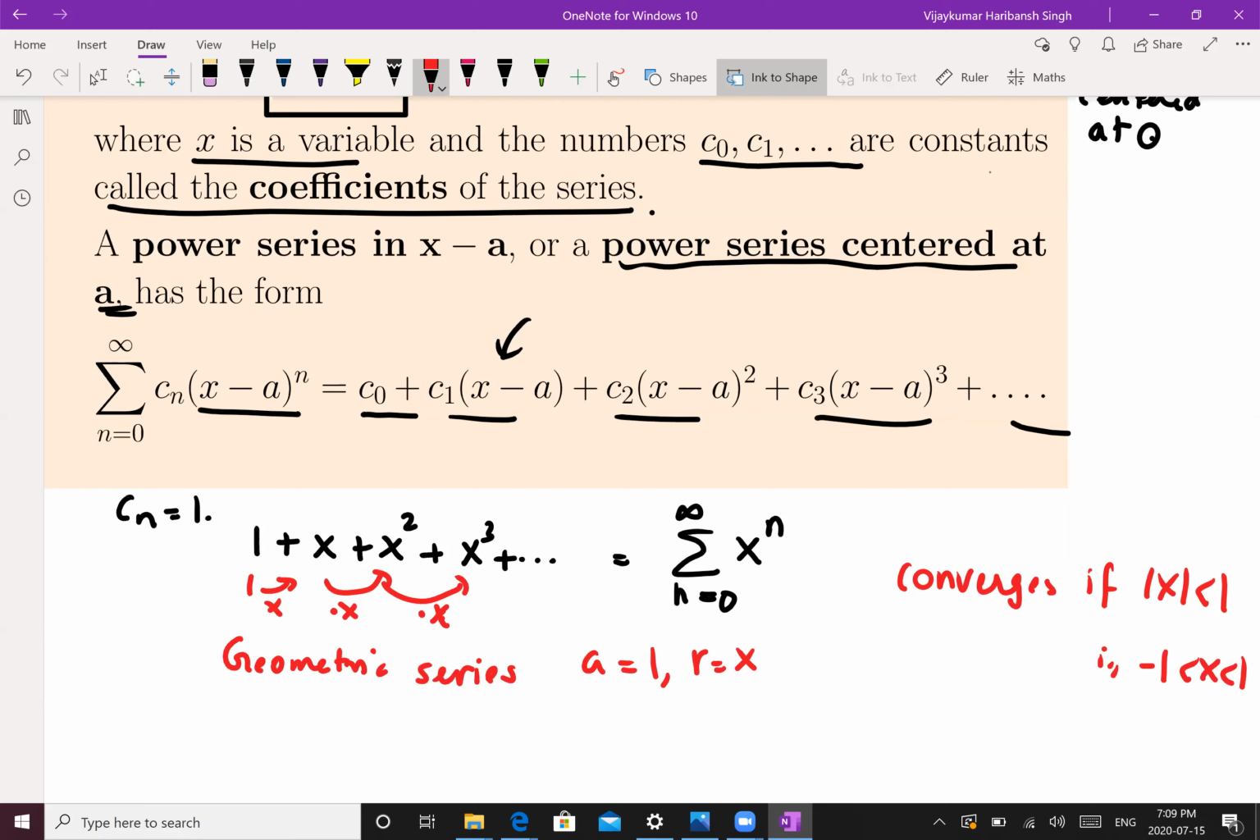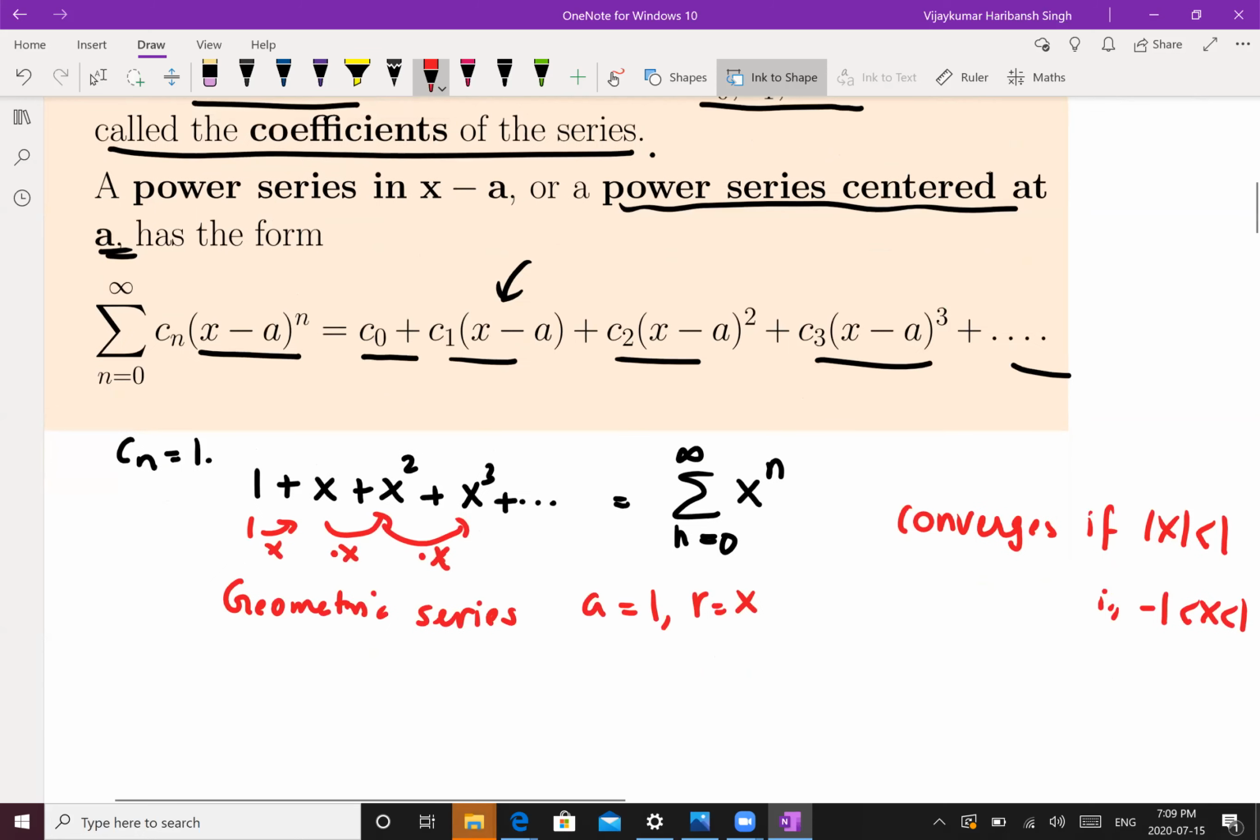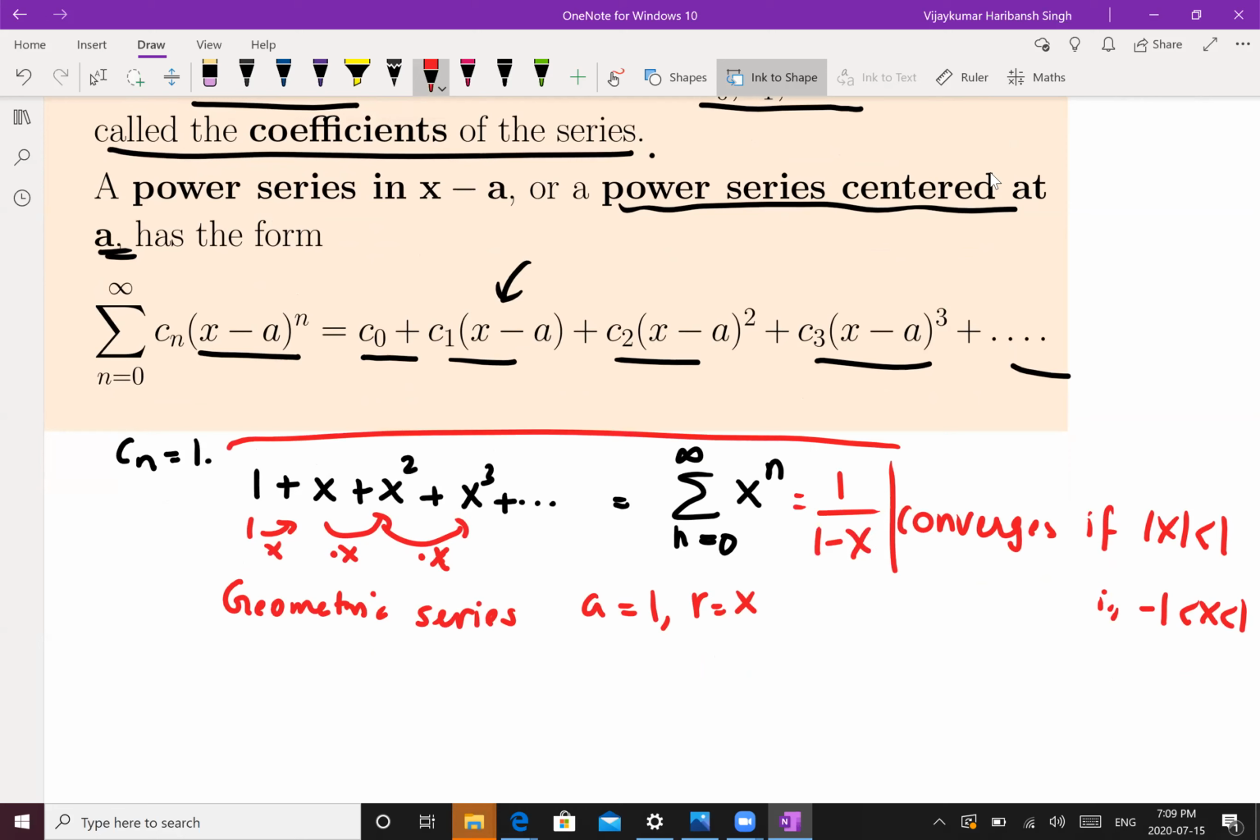So we want to ask the question, if we are given a power series, whether it converges or not. Now, this is all part of the bigger plan. The bigger plan is to be able to write down a function as a power series. In this case, you can write it as 1 upon 1 minus x, but you can only write it this way when the absolute value of x is less than 1. Otherwise, this doesn't make sense.